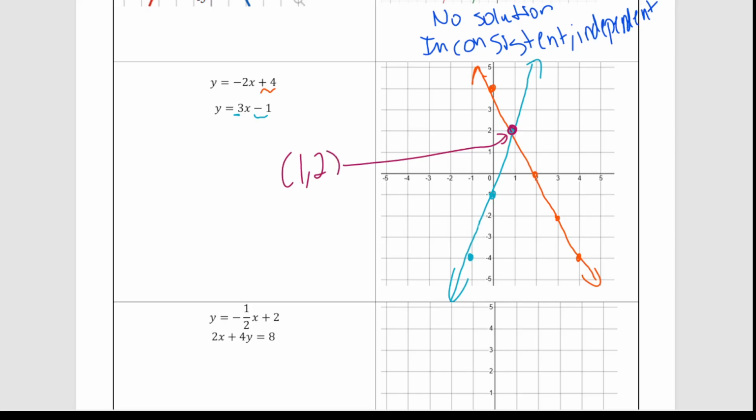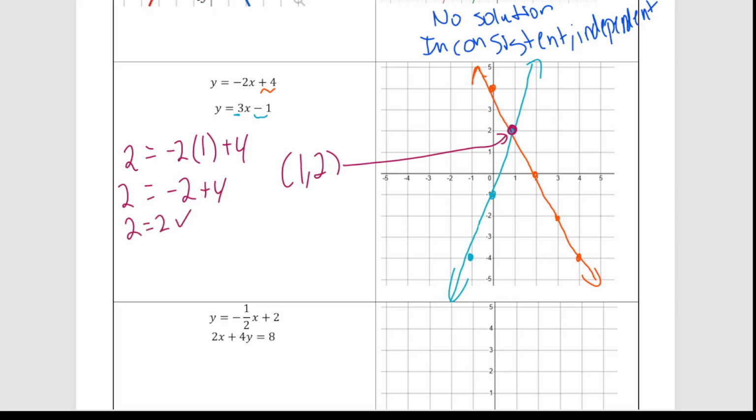Now, I can check my work by actually just plugging it back into the equation. So it should be true that if I were to plug this point into both equations, the equations will be true. So if I plug them into the first equation, plug in 2 as y, -2 times 1 as x plus 4. -2 times 1 is -2. -2 plus 4 does indeed give me 2.